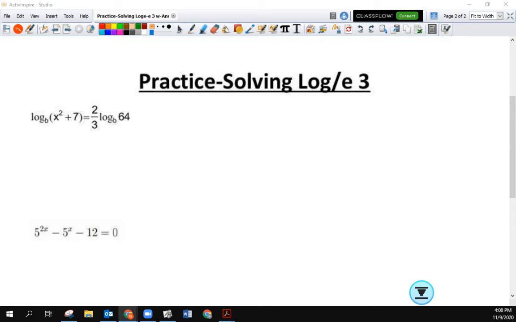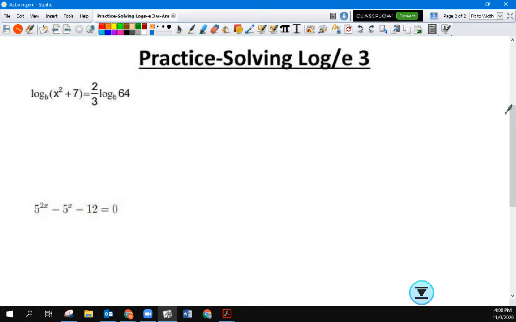So we're going to be practicing solving logarithms. There's going to be a couple of these that are going to be a little bit different. So let's look at the first one.